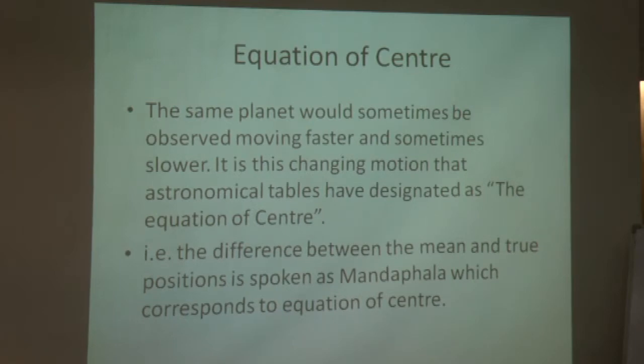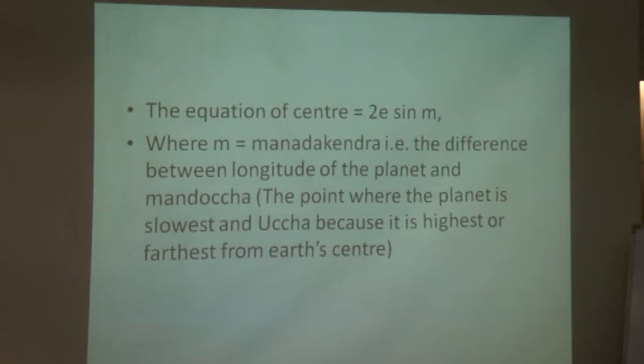Bhaskaracharya has interpreted this Rolle's theorem in terms of the equation of center. So we'll have a quick look at the definition of what we mean by equation of center. The same planet would sometimes be observed moving faster and sometimes slower. It is this changing motion that astronomical tables have designated as the equation of center. That is, the difference between the mean and true position is spoken of as Mandaphala, which corresponds to the equation of center.